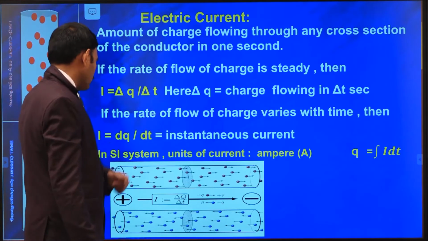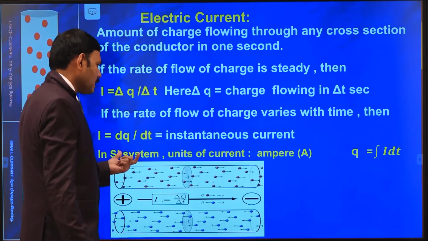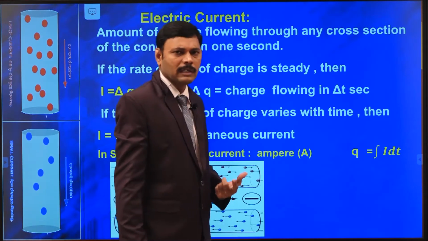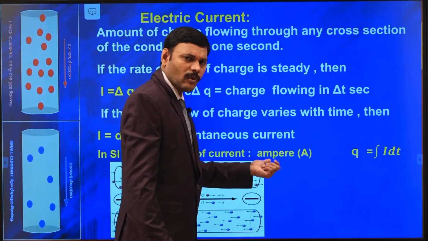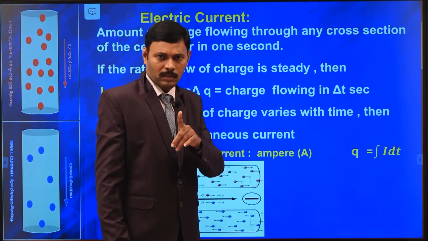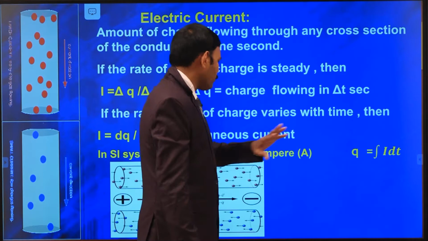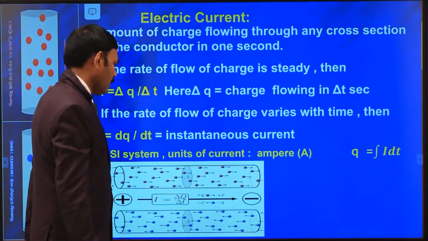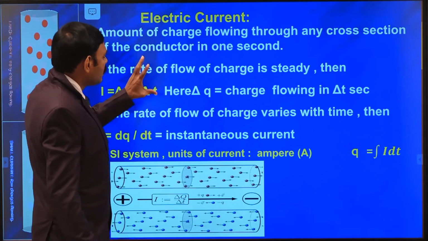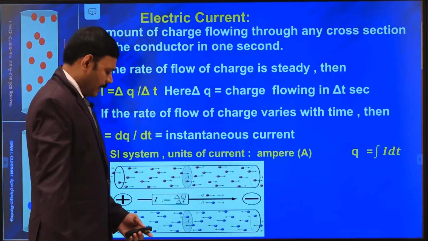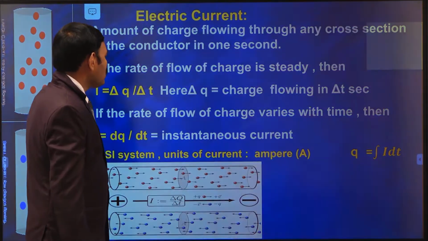Next comes the unit. The SI unit of current is ampere. This is the well-known unit, and it is a fundamental unit. We know that there are 7 fundamental physical quantities in the System International, and among them, current is one. So the SI unit of current is ampere, and its dimensional formula is I to the power 1. This is about the basic definition and expressions of current, students. So let us move on to the next part.